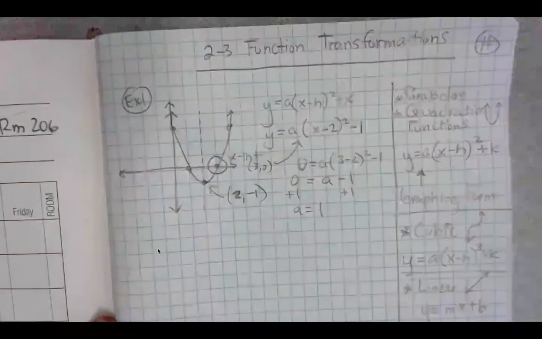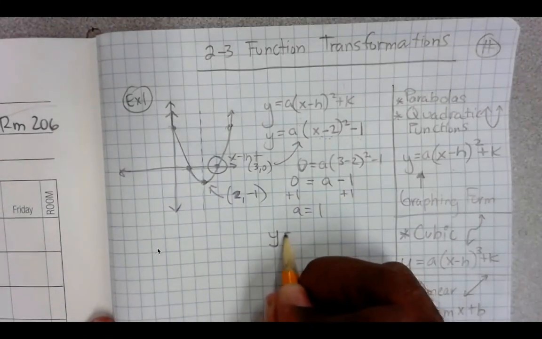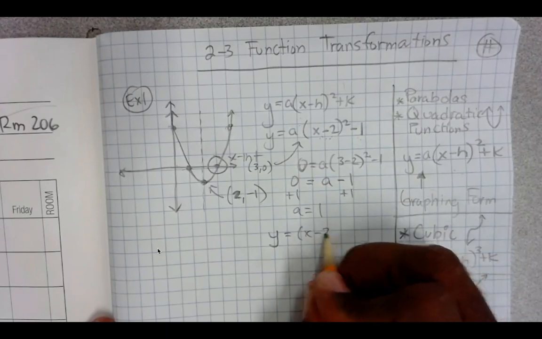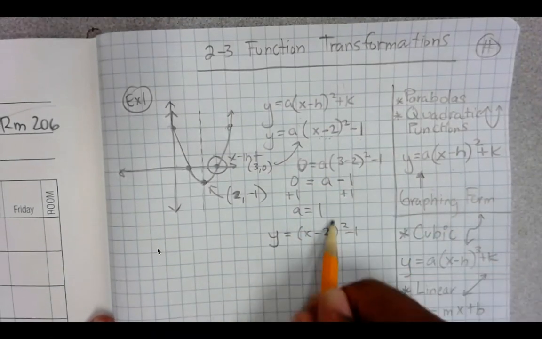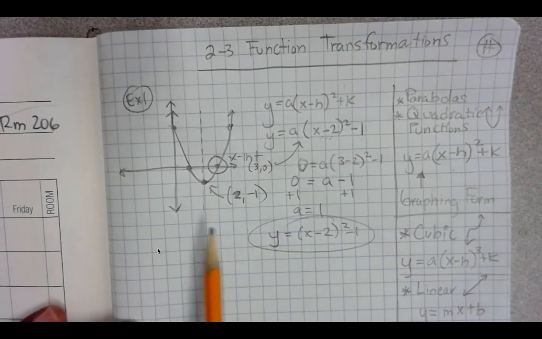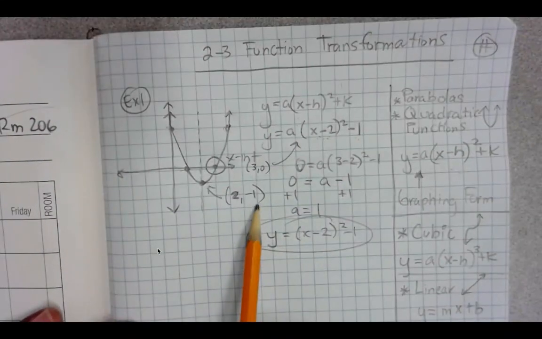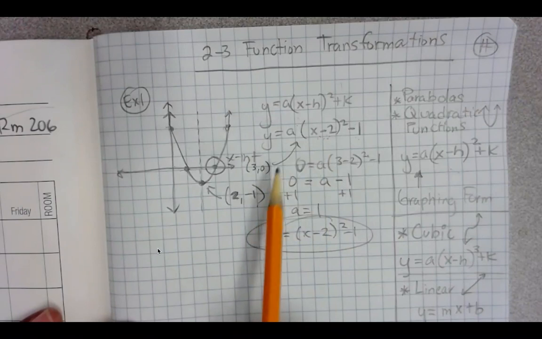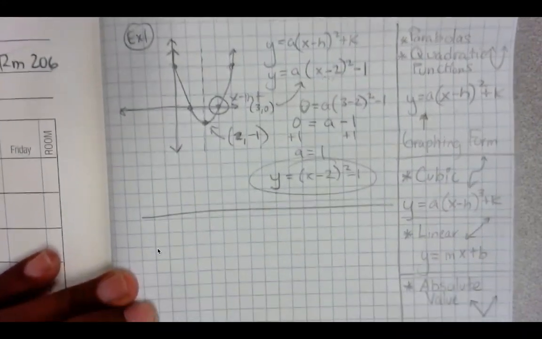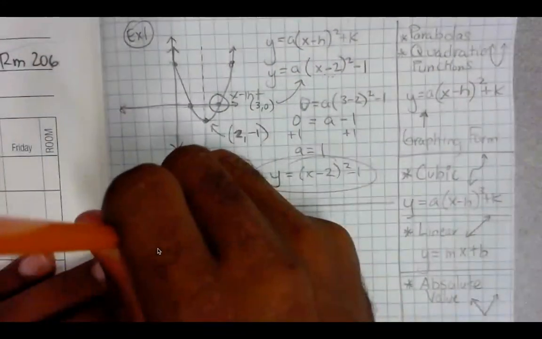Okay, just plug in that 1. Okay, and since it's just 1, I don't really even need to write it. Okay. So again, the main part is I got to know the vertex. I take that vertex, I plug it in, and then I got to pick a point to find the a. Okay. All right, let's look at another example.